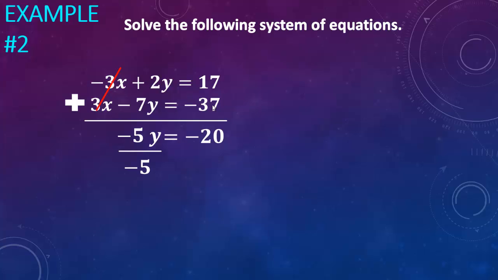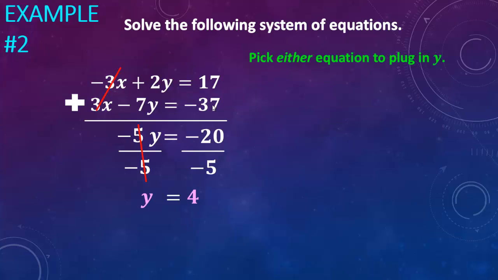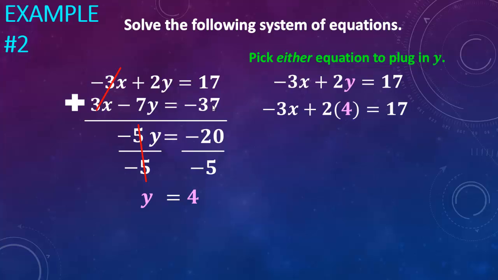Okay, so divide both sides by -5. The -5's cancel out. The two negatives on the other side cancel out, so you end up with y equals a +4. Now you're going to plug that 4 in to either equation, and you're going to do it for y this time. I'm going to use the top one this time, -3x plus 2y equals 17. So I'm going to replace the y with a 4. So -3x plus 2 times 4 equals 17, which is -3x plus 8 equals 17.